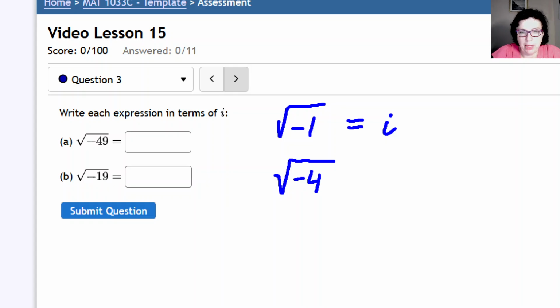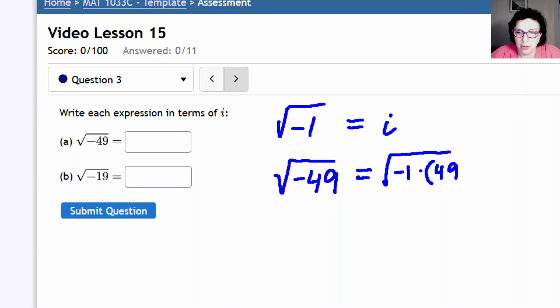But if it's something like the square root of -49, what you do is break the square root apart. Think about -49 as -1 multiplied by 49. And then you can break the square root at the times. You can always do that, and that's something that we're going to learn later on. But this is the same as the square root of -1 multiplied by the square root of 49.